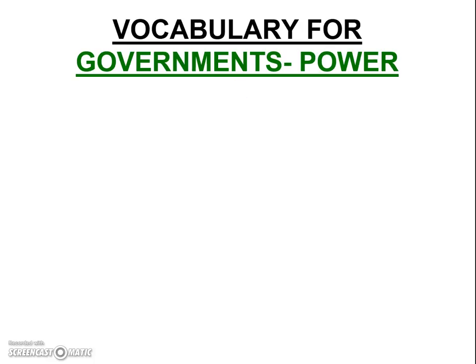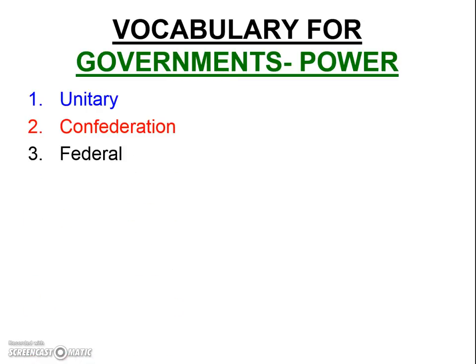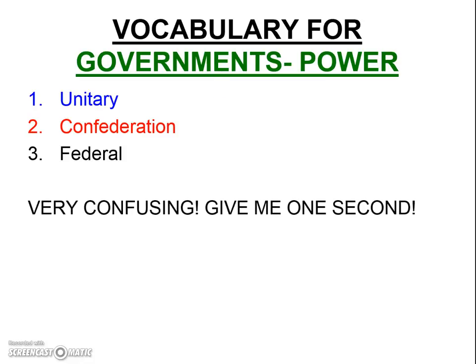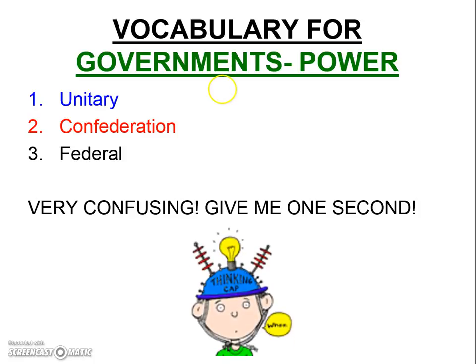Now, here are the three types of power that you're going to see throughout the year in 6th grade social studies. You have a unitary power structure, a confederation power structure, and a federal power structure. I realize that you may have heard of the words confederation and federal before, but may not have heard of unitary, and they sound very confusing. Give me 1 second and I will explain the distinction between those three different types of government power structures.